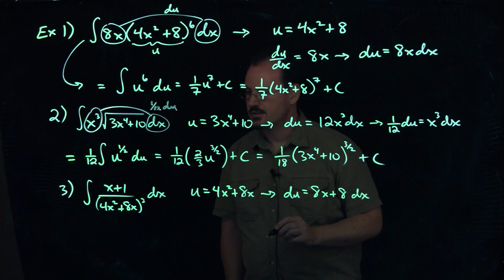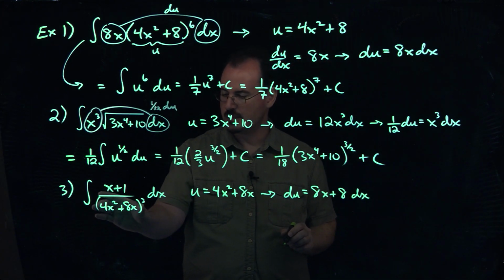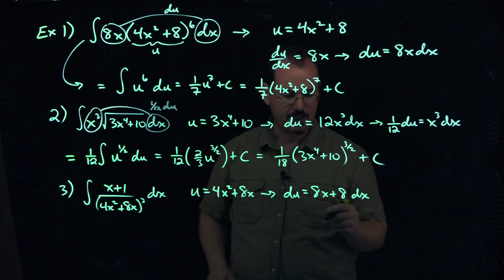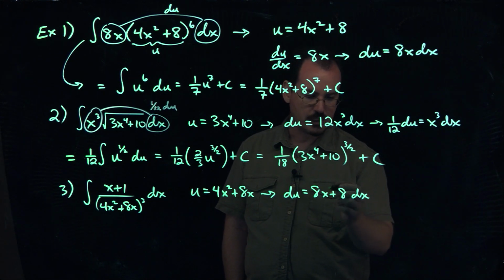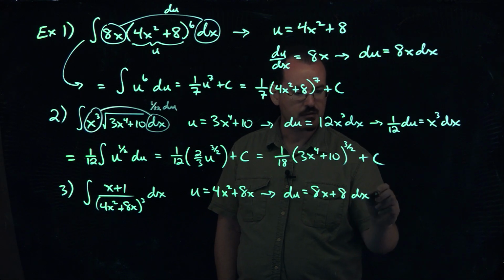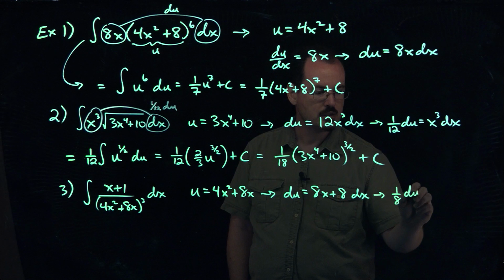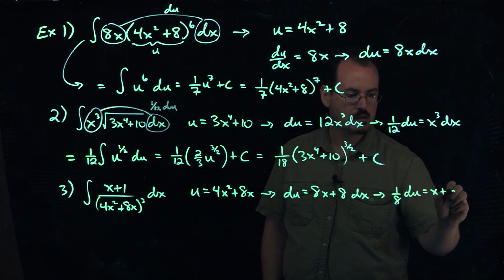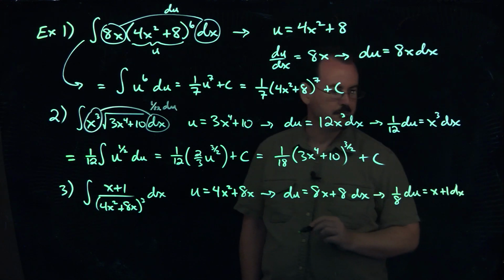Okay, now notice what I see here is I've already taken care of the denominator. That's going to become u to the third power. But what's left? X plus 1 dx, okay? This is why it's important to never forget that dx on there. If I factor an 8 out of this thing, or actually maybe a little quicker, if I divide everything through by 8 on this thing, I'm going to get 1/8 du is equal to x plus 1 dx, okay?